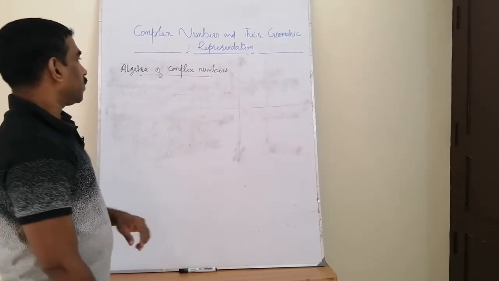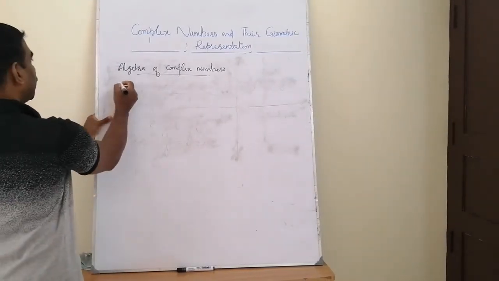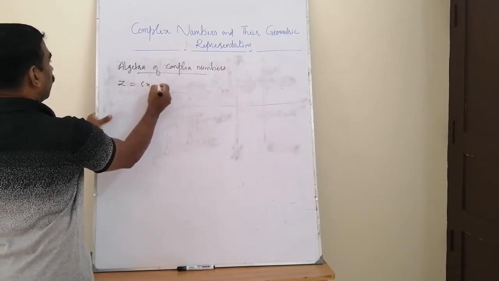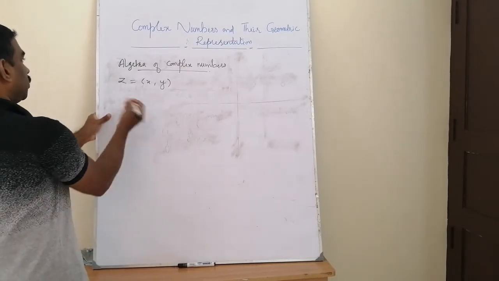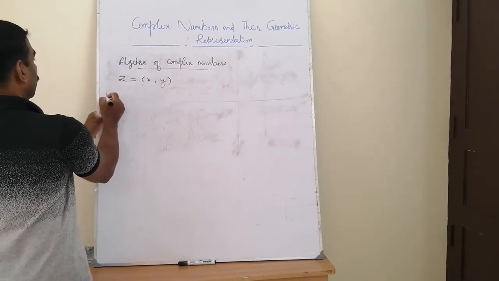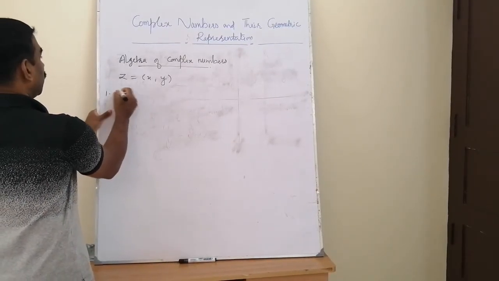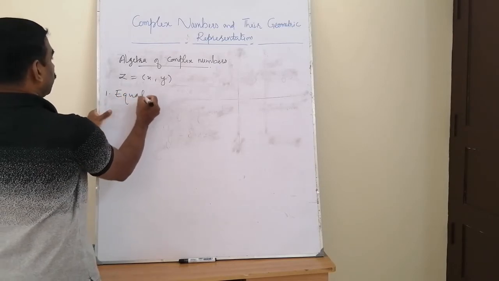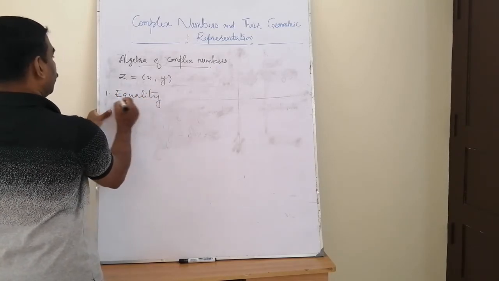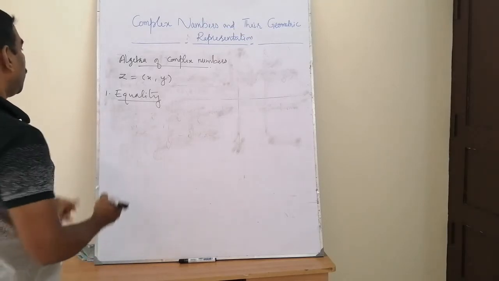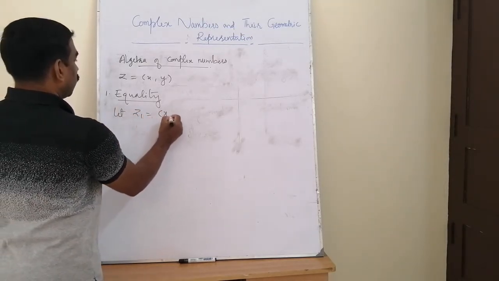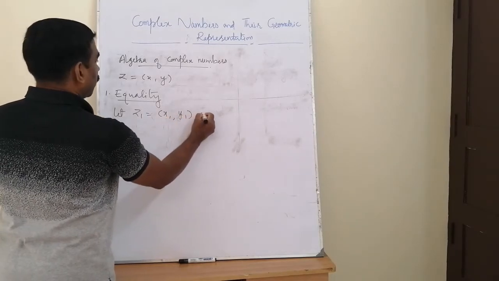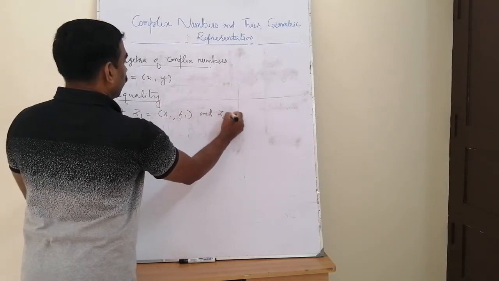Algebra of complex numbers. So we have defined a complex number z as an ordered pair x, y, or a representation of the form z is equal to x plus iy. So let us take two complex numbers. So the first algebra is called the equality. So let us take two complex numbers, z1 is equal to x1, y1 and z2 is equal to x2, y2.